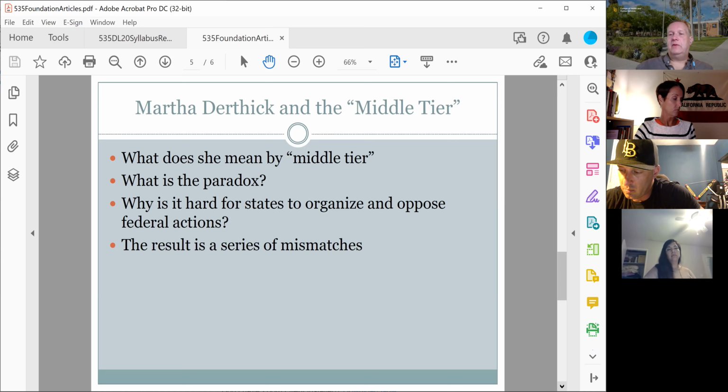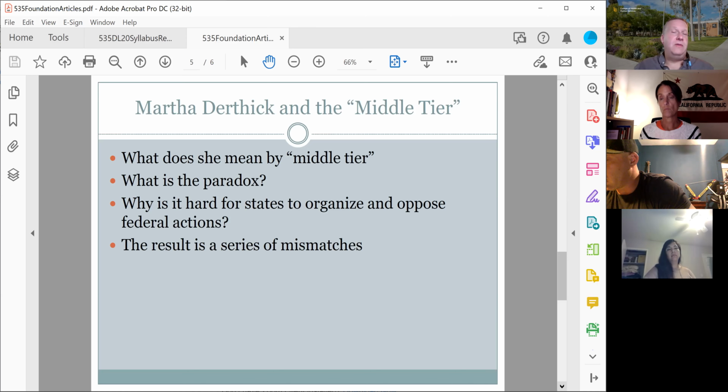Is it that the state is sort of beholden in two directions to both local and federal? Right, so basically they're the middleman in a lot of cases. Yeah, they're in this middle tier, and so they have pressures coming from above, they have pressures coming from below.